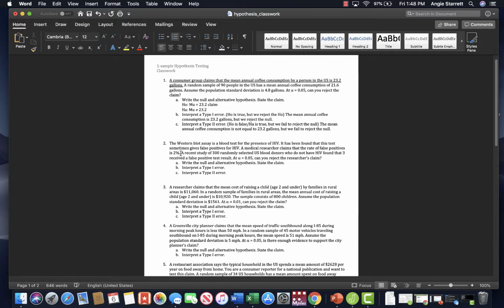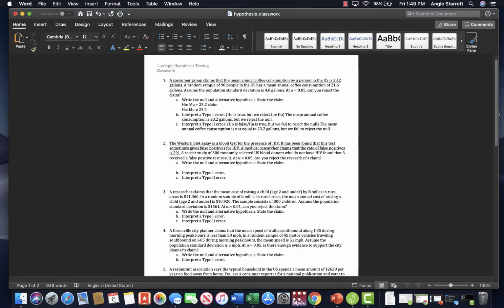All right, so again, here is our claim statement. And now we are dealing with the proportion, so we're not going to write mu. We can just write p for proportion, although really it's the Greek letter rho. It just so happens that a rho is basically a p, an italicized p. All right, and so what is the claim here? A medical researcher claims that the rate of false positives is 2%. All right, so when I read that, I type p equals, we can either say 2% or 0.02. All right, doesn't matter. That is the one we read in the sentence, so that is the claim.